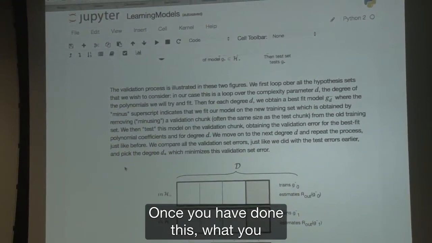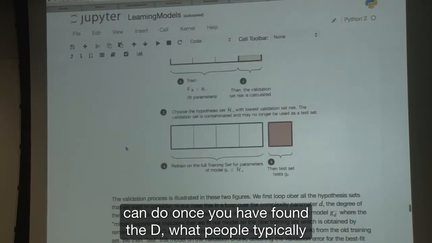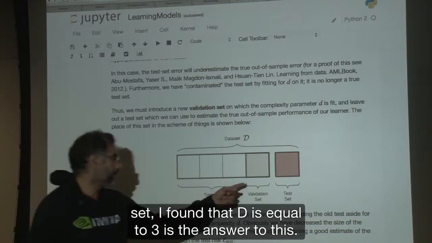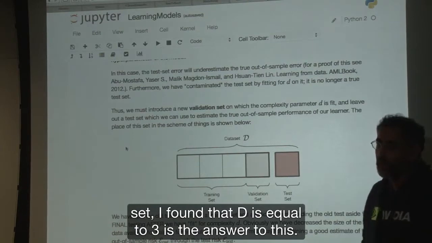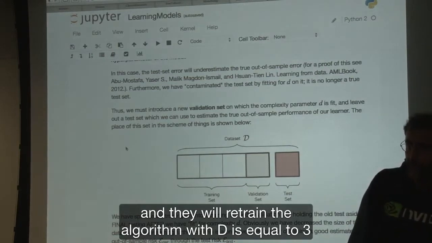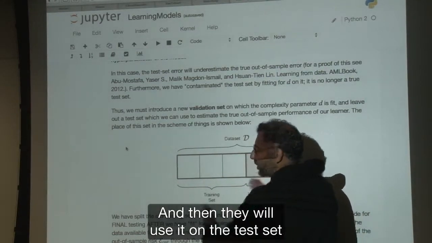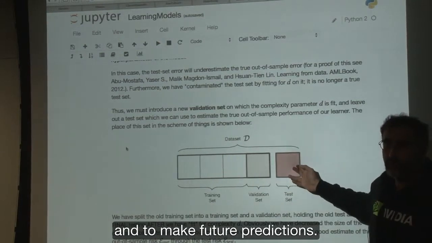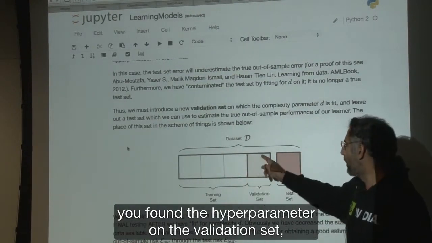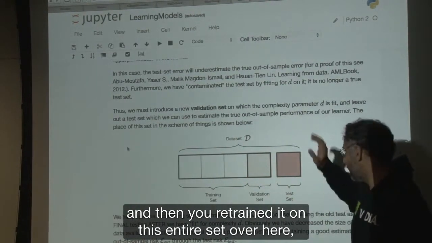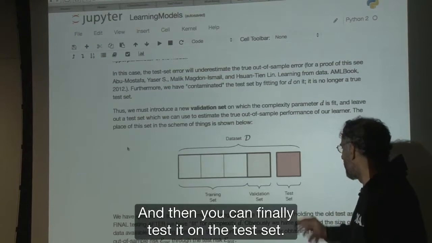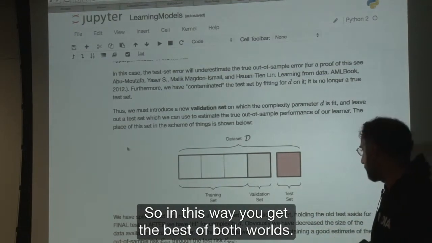Now, once you have found the D, what people typically do is they will say, okay, using this validation set, I found that D is equal to 3 is the answer. And what they will do is they'll take this entire data set, and they will retrain the algorithm with D equal to 3 on this entire training set plus validation set, and then they will use it on the test set and to make future predictions. So this way you get the best of both worlds. You trained it only on the training set, you found the hyperparameter on the validation set, and then you retrain it on this entire set over here, basically. And then you can finally test it on the test set. So in this way you get the best of both worlds.